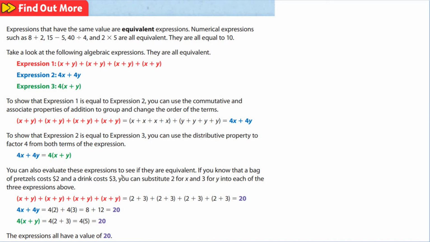You can also evaluate these expressions to see if they're equivalent. If you know that a bag of pretzels costs $2 and a drink costs $3, like we did before, you can substitute 2 for x and 3 for y into each of the three expressions above. Okay, there's the expressions. They substitute 2 plus 3 plus 2 plus 3 plus 2 plus 3 plus 2 plus 3 equals 20. We did that last time. And again, they substitute 2 for x and 3 for y. 4 times 2 is 8, plus 4 times 3 is 12, equals 20. Remember, order of operations. And then the last one, 2 plus 3 is 5, times 4, you got 20. So the expressions all have a value of 20.